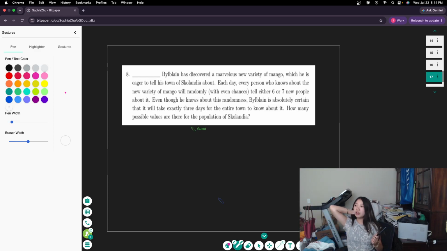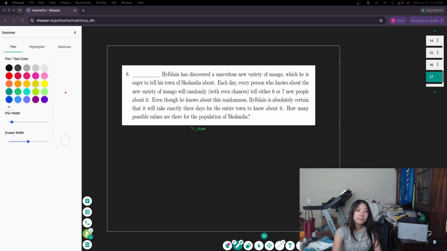Okay, so what's going on here is we are essentially given a range. So there should be a range that the population falls under, right? And what's really interesting here is we have a minimum case and a maximum case. So let me get into this.